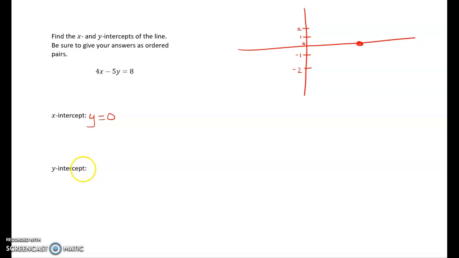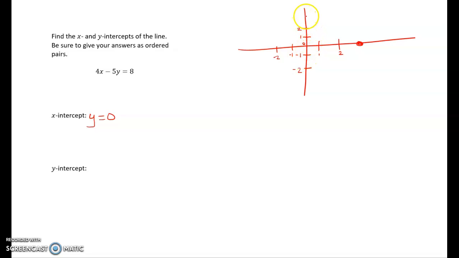Now similarly, let's look at the y-intercept. So this would be where x is 1. This would be where x is 2. This might be -1, -2. So what does x equal on the y-axis? Well, it would be 0.